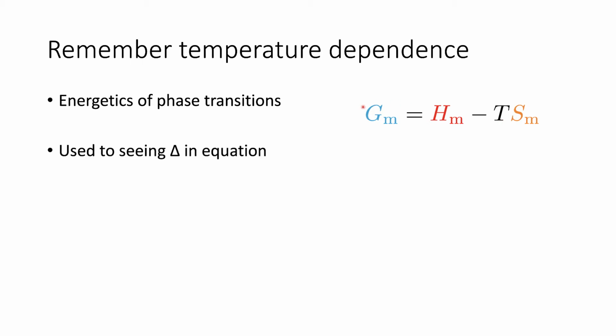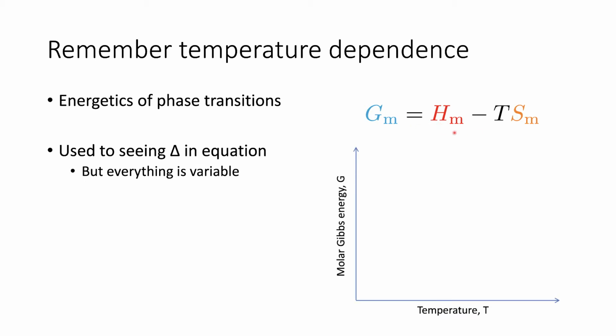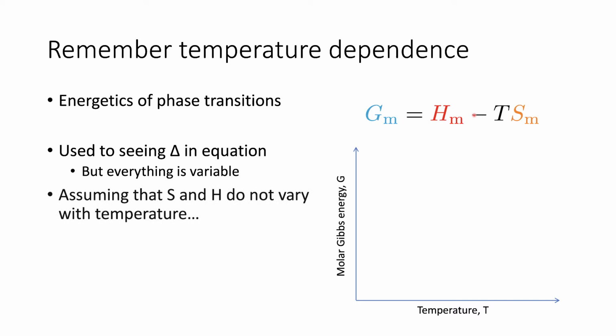We're used to seeing the change in here, but we're just looking at the absolute values. But remember that everything can change. As I say, everything with that temperature can change. If we look at the structure of this equation, we see we can plot how the molar Gibbs energy changes with temperature. And straightforward analysis of this equation shows that it is an mx plus c type equation. We should expect a straight line.